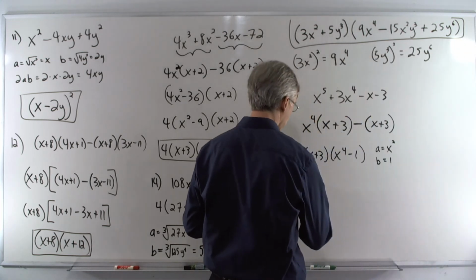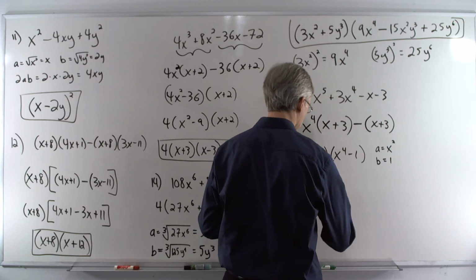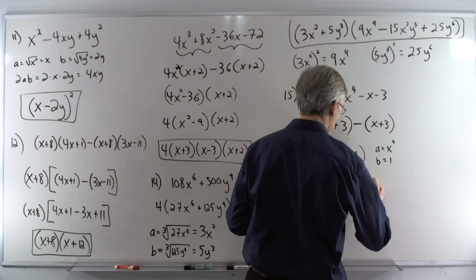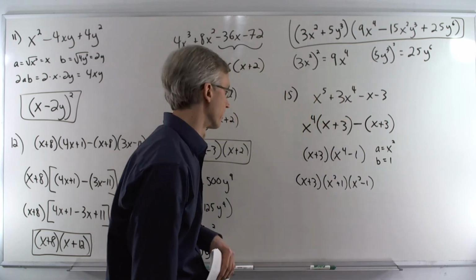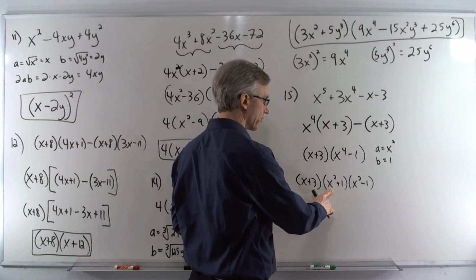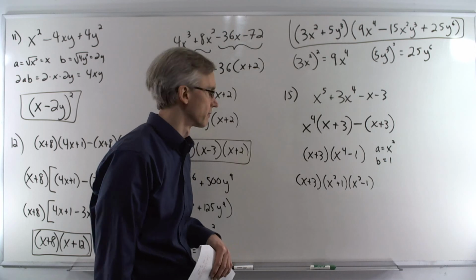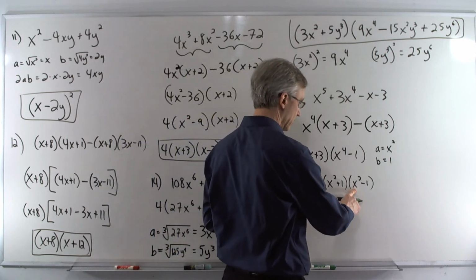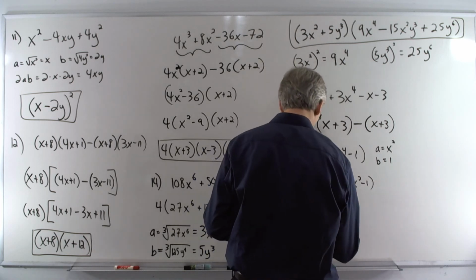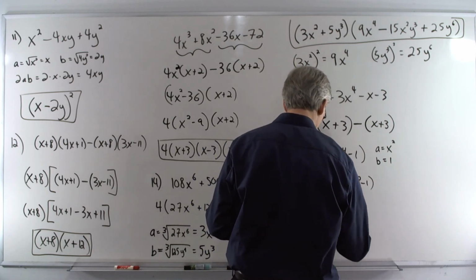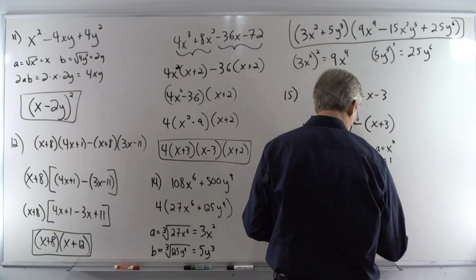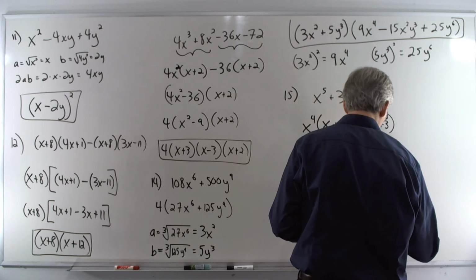Now we use the difference of squares formula, so that is x plus 3 times x squared plus 1 times x squared minus 1. Now that's not factorable. That's not factorable because those are not perfect cubes, but here we have another difference of squares. So we got to take the square root of x squared to get x, square root of 1 to get 1. So one more difference of squares and we get x plus 3 times x squared plus 1 times x plus 1, x minus 1.